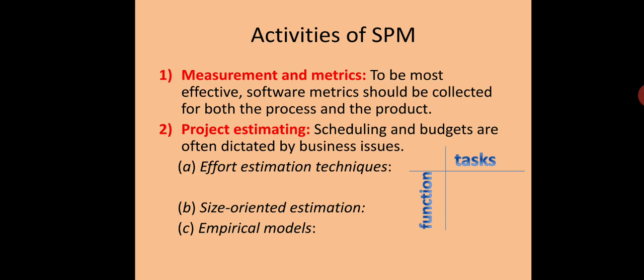So you use some kind of model, and this model lets you estimate size based on past data, or lets you estimate time based on past data, or lets you estimate cost also based on the past stored data. So the past data helps a lot in estimating the necessary parameters. So this is the second activity of SPM.